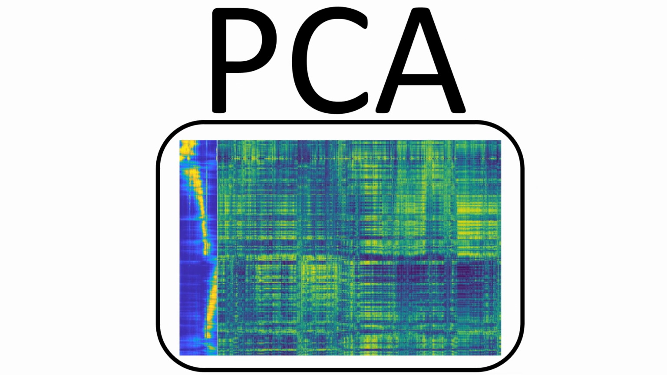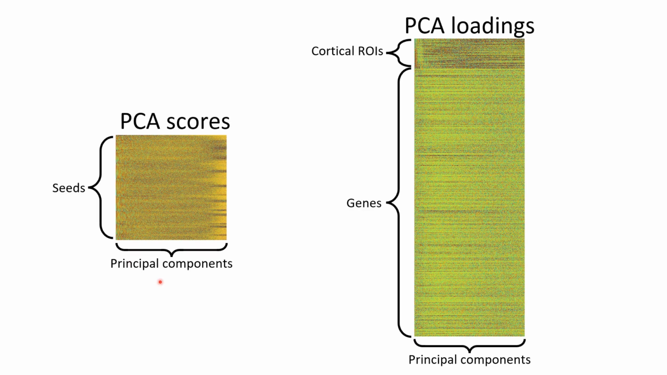We use principal component analysis because it yields two matrices, a matrix of principal component scores and one of principal component loadings. The scores indicate axes of variation in both gene expression and cortical connectivity across thalamic seeds, while the loadings reflect patterns of cortical connections and gene expression for each component. We can use the data from these matrices to answer the following questions.